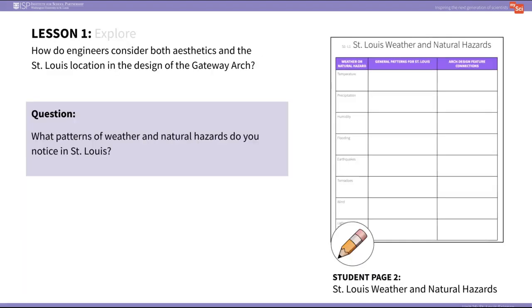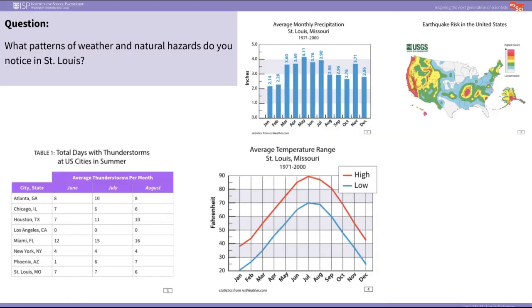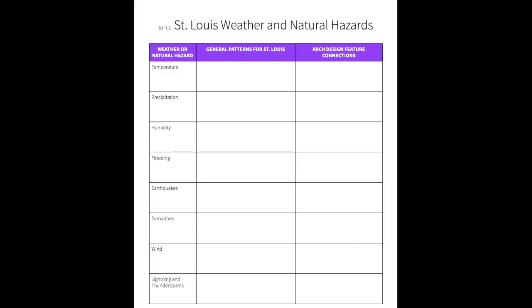In the Explore part of this lesson, students are going to find patterns of weather and natural hazards that occur in St. Louis. To do this, students will be put in groups and be given a set of the weather and natural hazard data cards. We'll have the groups go through these cards, look at the data on the front of the cards, and then discuss the questions that are located on the back of the cards. Once they have gone through the cards, they should record any general patterns that they noticed on their student page labeled St. Louis Weather and Natural Hazards.